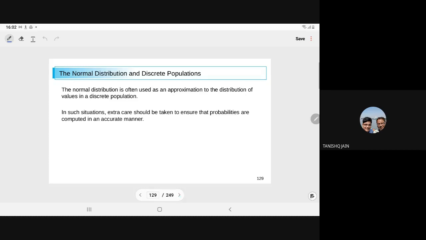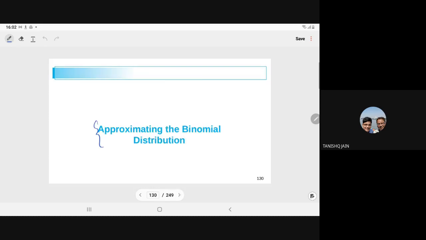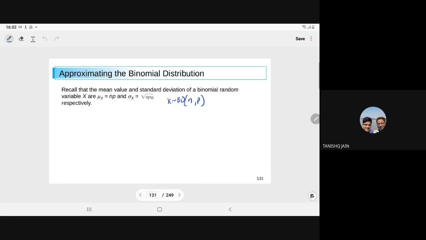When we are approximating, we have to take care of a few things, which we will discuss. Let us start with the binomial distribution. As you know, the binomial distribution has two parameters, n and p, where n is the number of Bernoulli trials and p is the probability of success in each trial. For the binomial, E(X) is np, and the variance of a binomial variate is npq.